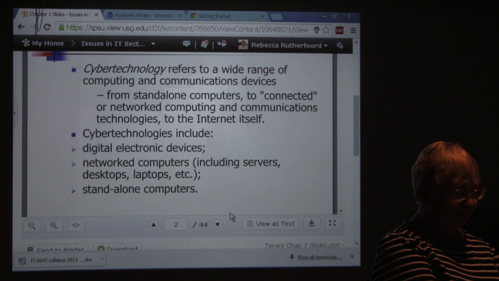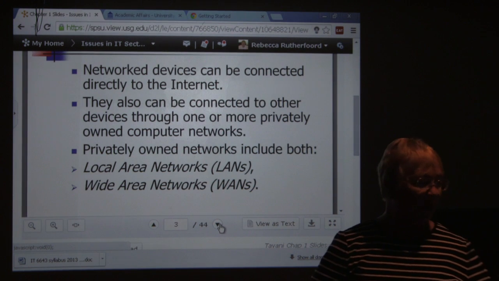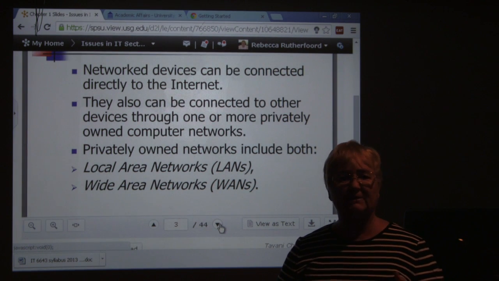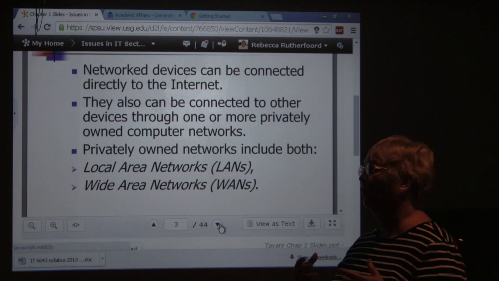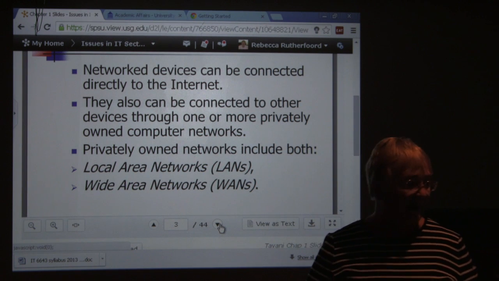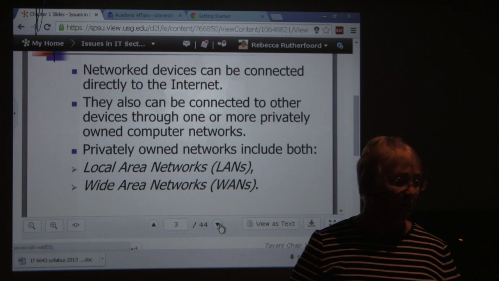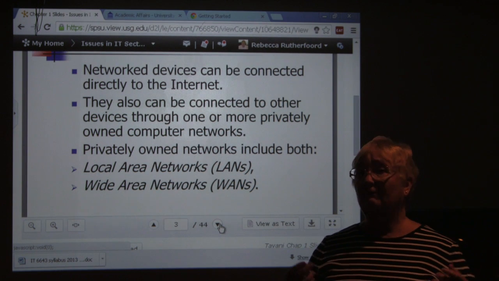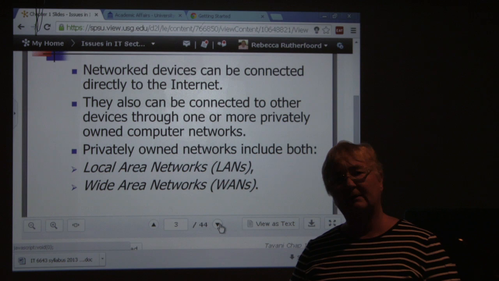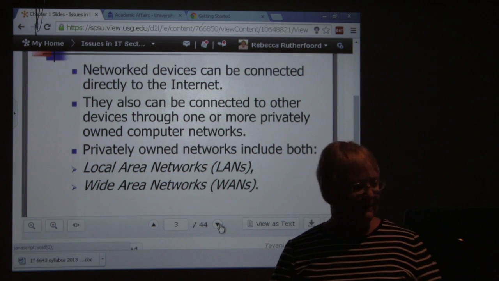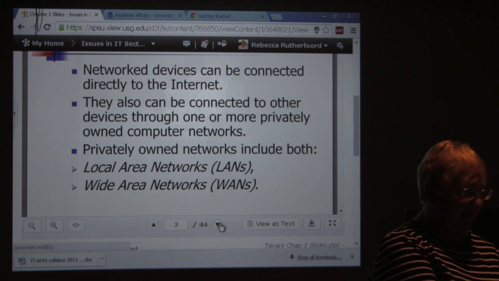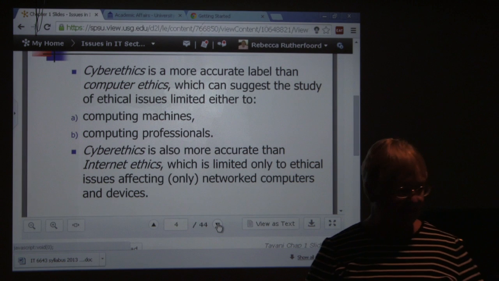In addition, we know our devices are connected. We know we're living in a world today where everything is connected. And that includes different kinds of local area networks, wide area networks, even what we call MANs, metropolitan area networks. And so we see all kinds of connectivity going on. That's something we deal with all the time in IT.